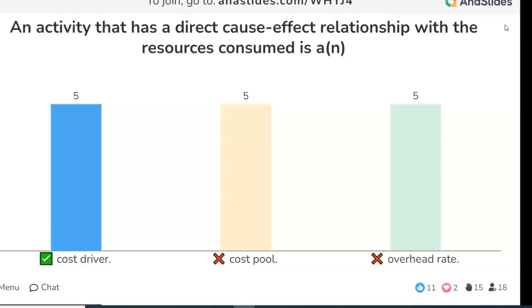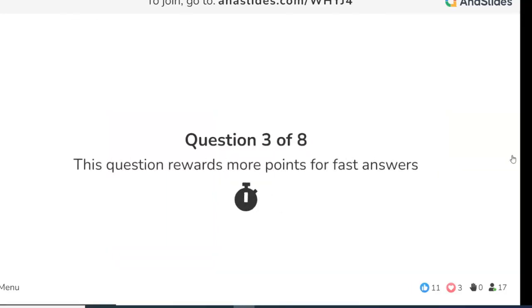They are in different pools, yeah, but the way I assign them to the products now is based on the product's use of the cost driver. Because the cost driver, as you will see, is going to be an activity that has a direct cause and effect relationship to what's in the pool. So make sure you get these definitions correct, concepts.